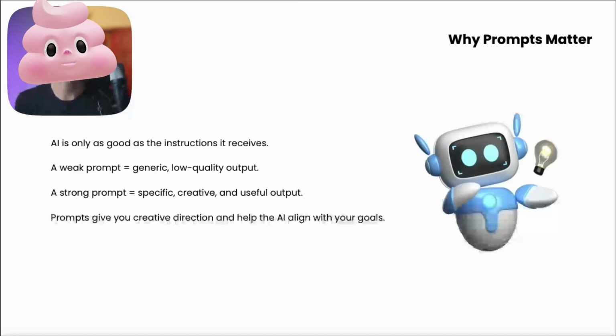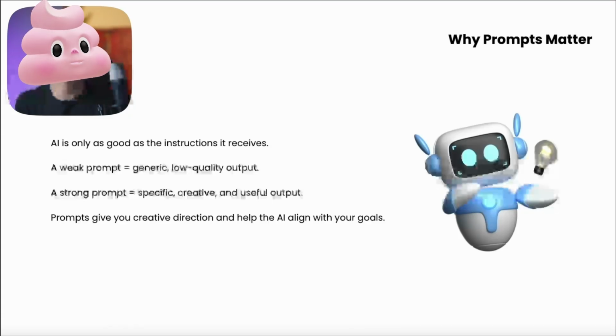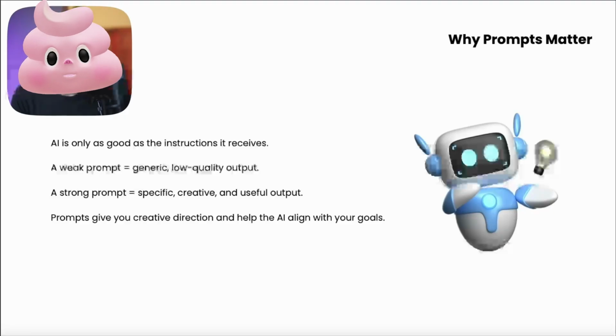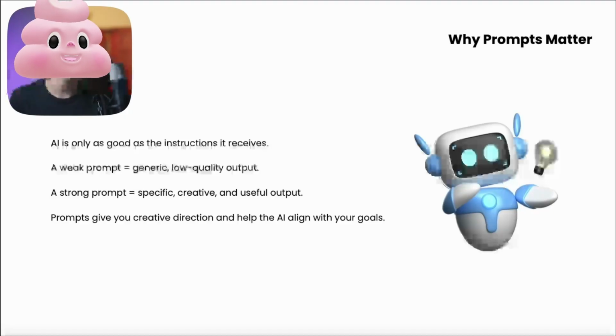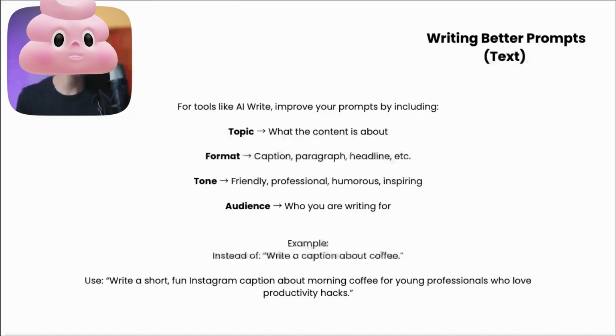So why do prompts matter? Of course, as mentioned before, AI is as good as the instructions that it receives. A weak prompt looks like something super generic or low quality, and it will of course also give us generic and low quality output. A strong prompt is more specific, more creative, and again, more useful when it comes to the output that we're getting. So what prompts really do is that they give you creative direction and help the AI align with your goals, right?